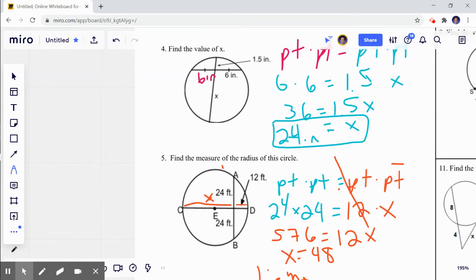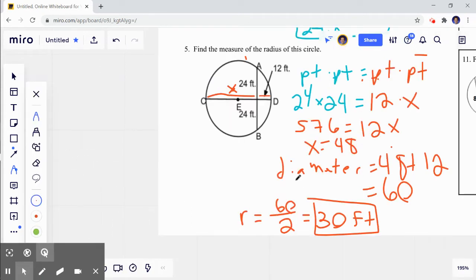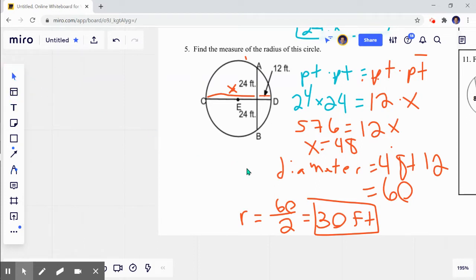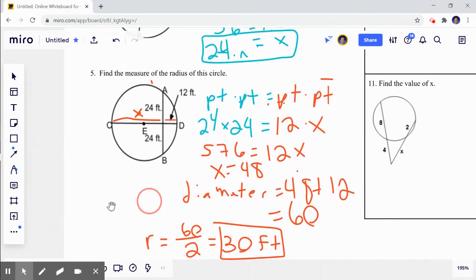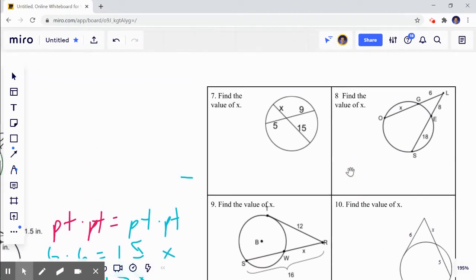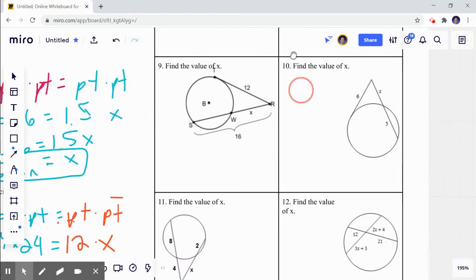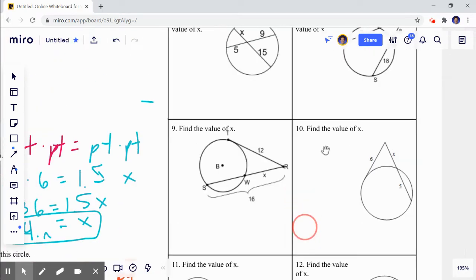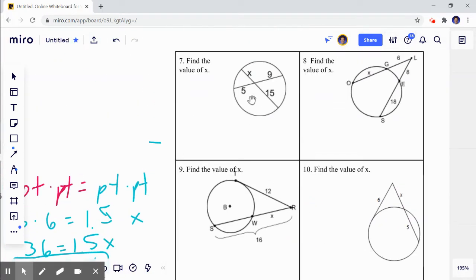Let me write that out. Okay, so there we go. So radius is 30 on number 5. I'm going to point out the other two problems where you would use the part times part case. That would be number 7 and number 12. Those are the only other two examples where we have two chords intersecting.